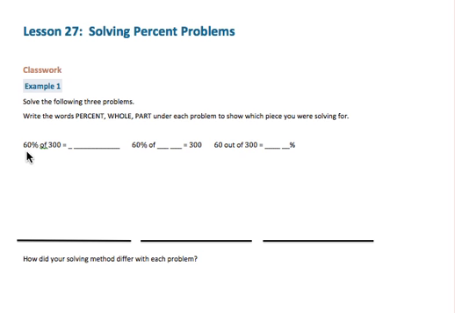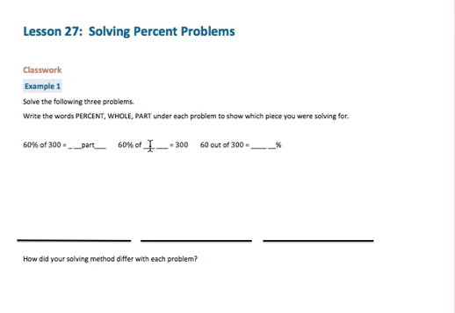So in the first problem, it says 60% of 300. Clearly, we already know the percent. 60% of 300 suggests that 300 is the whole, so we must be looking then for the part.